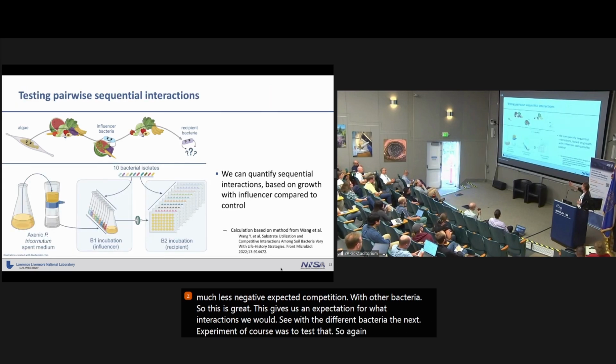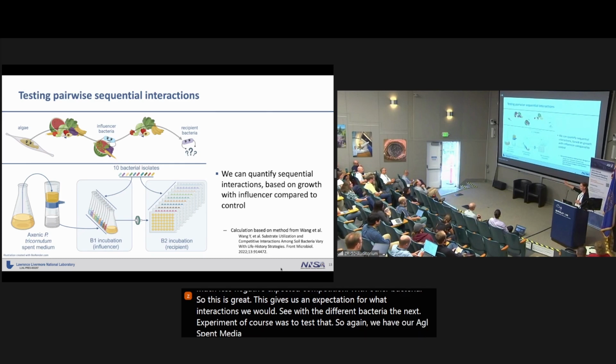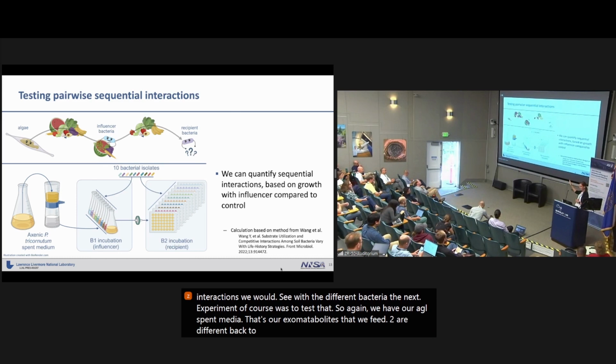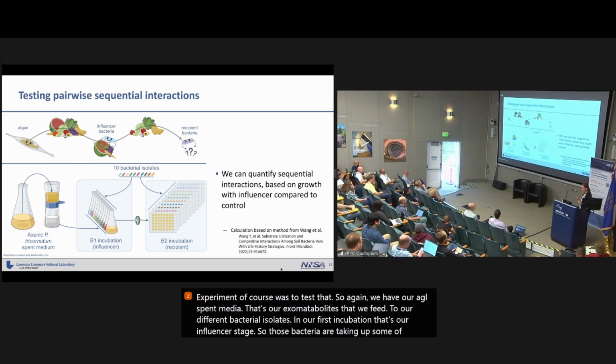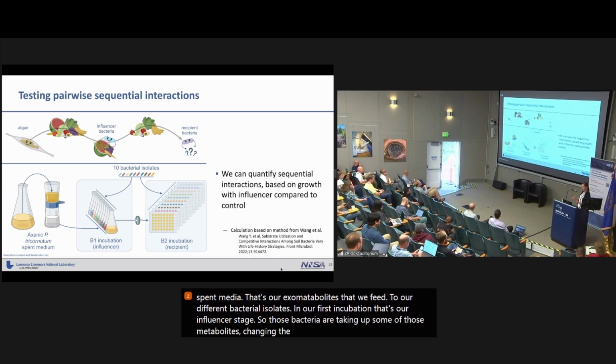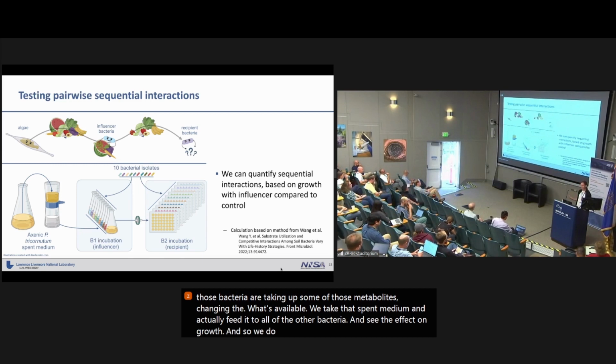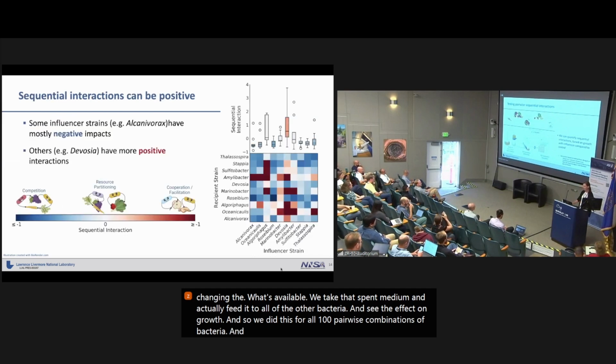So again, we have our algal spent media. That's our exometabolites that we feed to our different bacterial isolates. In our first incubation, that's our influencer stage. So those bacteria are taking up some of those metabolites, changing what's available. We take that spent medium and actually feed it to all of the other bacteria and see the effect on growth. And so we did this for all 100 pairwise combinations of bacteria and looked at the effects on growth.